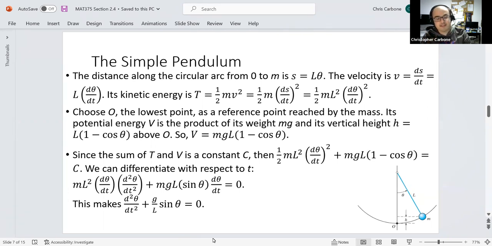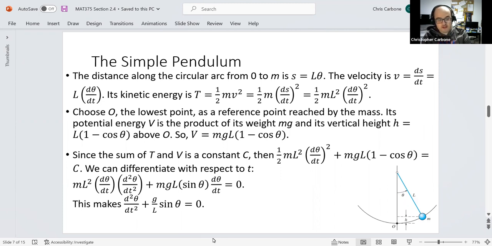So the distance along the circular arc from 0 to where our mass is, s, is equal to L times theta. The velocity, v, is equal to the first derivative of s with respect to t, which would be L times the first derivative of theta with respect to t. The kinetic energy, T, is equal to 1/2 times m times v squared. So 1/2 times m times the first derivative of s with respect to t squared, which makes 1/2 times m times L squared times the first derivative of theta with respect to t squared.